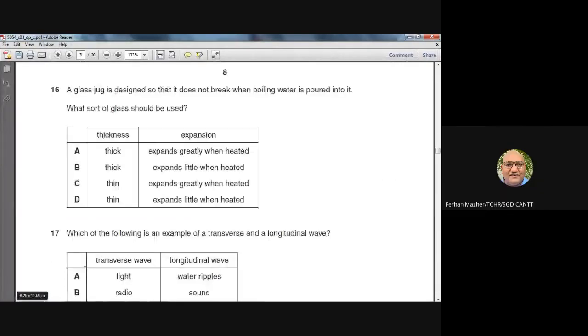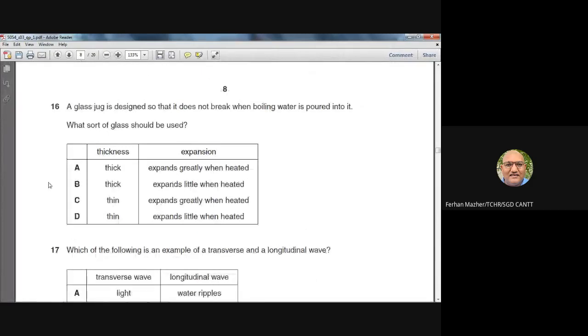A glass jug is designed so that it does not break when boiling water is poured onto it. What sort of glass should be used? You see, the glass which we should use should be thin. And why do we use thin glass? Because the expansion inside and outside remains the same. If the expansion changes, if the expansion happening inside the glass and outside the jug are different, then cracks will develop. So we want a thin glass so that the expansion outside and inside is the same.